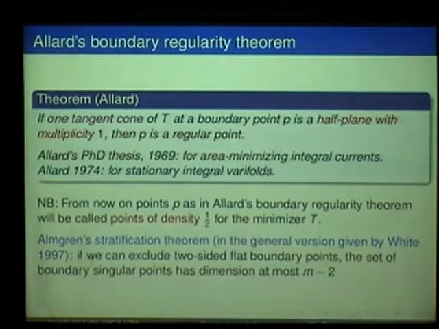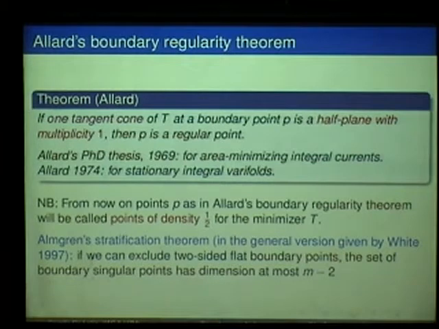And there's a beautiful generalization of a theorem by Almgren. This generalization is given by White. And it says, as a corollary of this stratification theorem, if you can exclude two-sided flat boundary points, the set of boundary singular points has dimension at most n-2. So if you could actually exclude these ugly branching at the boundary, you would be able to give the same dimension estimate for boundary singular points as you have in the interior.